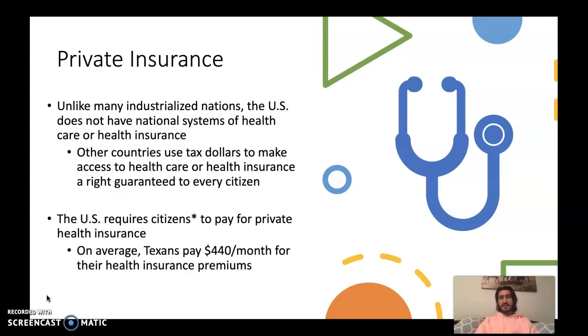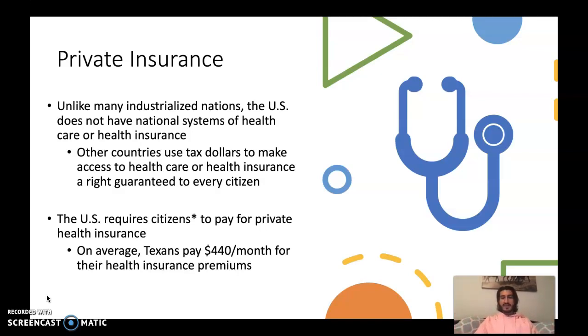But unlike many industrialized nations, the U.S. does not have a national system of healthcare or health insurance. So a lot of other countries, especially countries in the Nordic region in Europe, use tax dollars to make access to healthcare or health insurance a right guaranteed to every citizen. So every citizen in many of those countries has access to healthcare or health insurance. It is paid for by the government because they use tax dollars to fund those things. We do not have that in the United States.